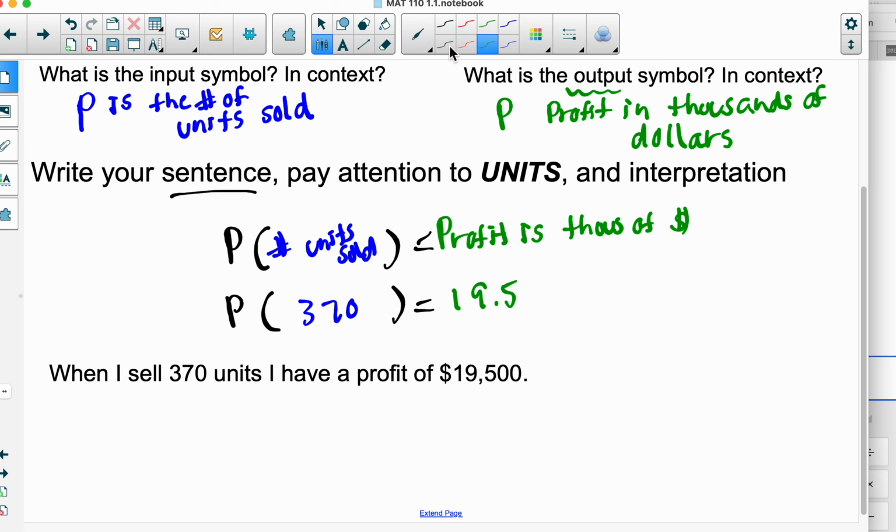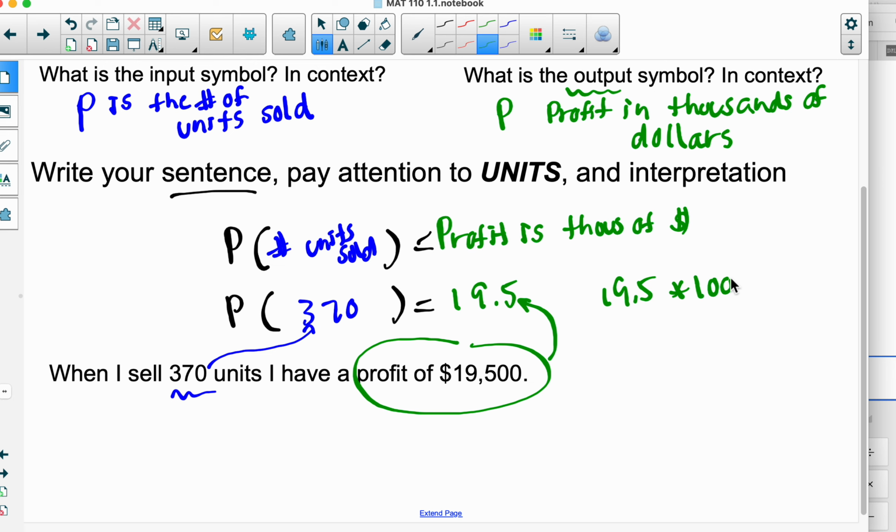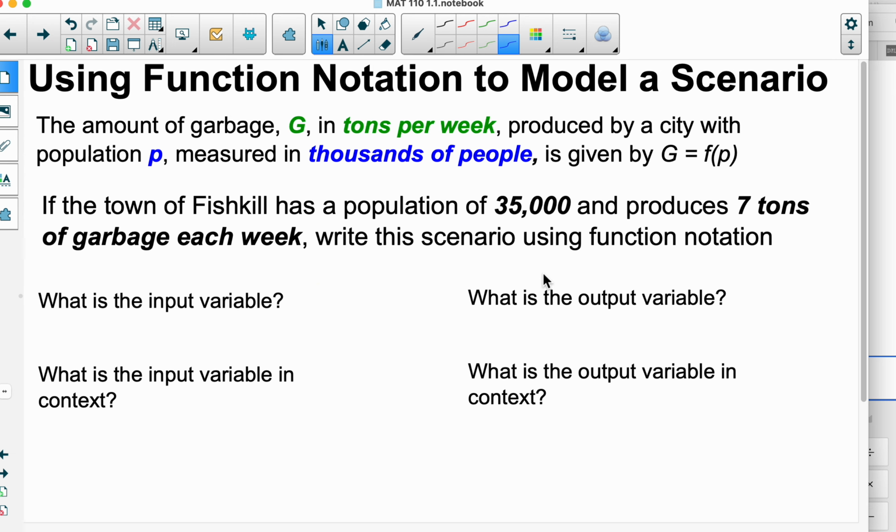So this says, when I sell 370 units, that's my input, then my profit or my output is equal to 19.5. That's thousands of dollars. So I'd have to multiply that by 1,000 to get $19,500, which is what I would write here. And if I talk independent and dependent variables, the profit or my output depends on how many units I sell. All right, let's move forward.